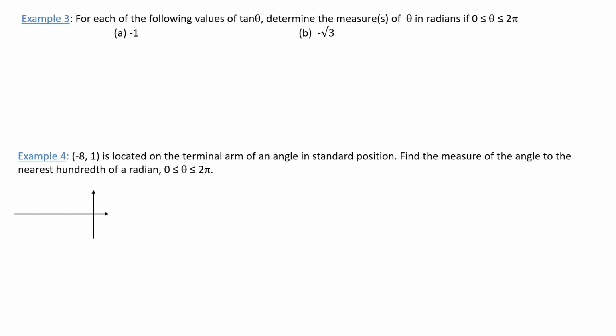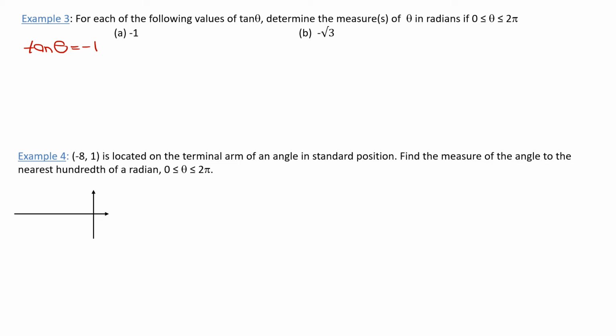Example 3. For each of the following values of tan theta, determine the measures of theta. So this time we're given the output, the answer, and we have to go backwards and figure out the rotation. The first one is tan theta equals -1. We've got tan theta, we don't know what theta is, but we know the output is -1. How are we going to find a value for theta?